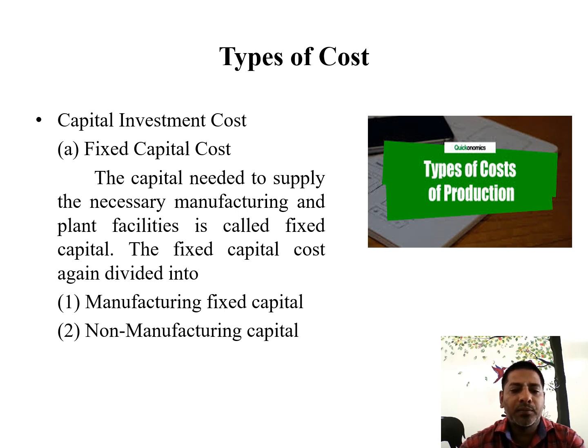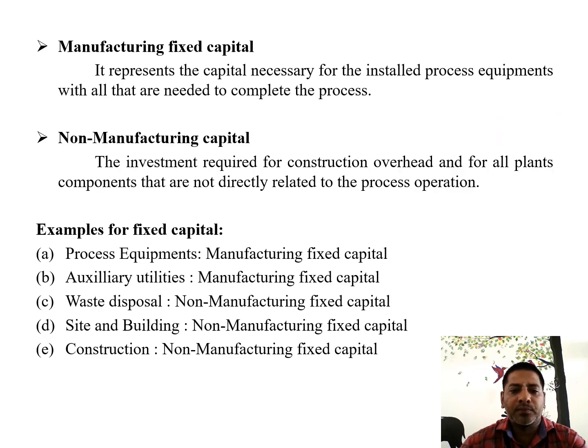The fixed capital cost can be divided into two types: manufacturing fixed capital and non-manufacturing fixed capital. First, the manufacturing fixed capital cost represents the capital necessary for the installed process equipment with all the items needed to complete the process. Next, non-manufacturing fixed capital is the investment required for construction overhead and for all the plant components that are not directly related to the process operation.